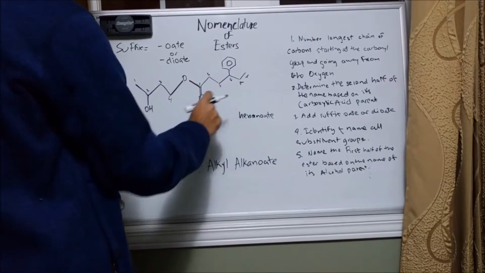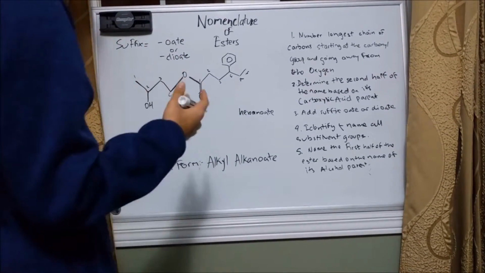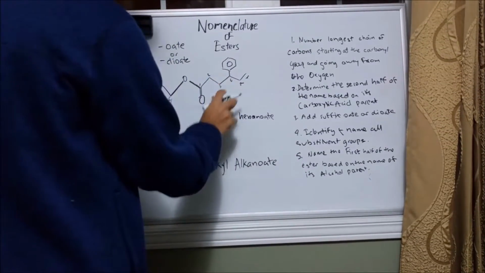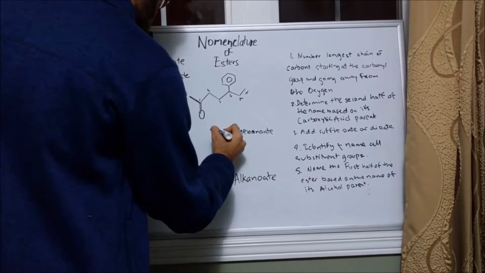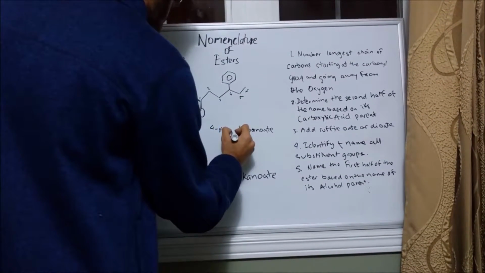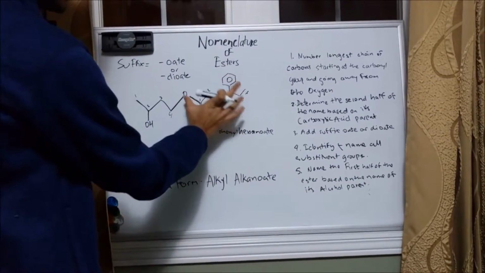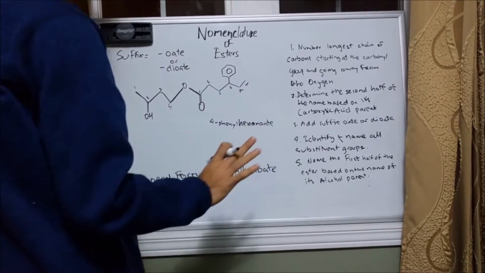Then I'm going to identify any side groups on this part of the molecule, and I have a phenyl group on number 4. So 4-phenyl hexanoate. That's my carboxylic acid part of the molecule that came from the carboxylic acid parent.